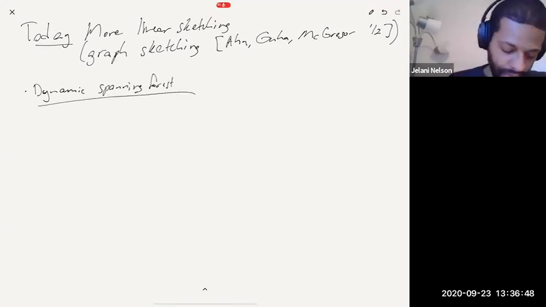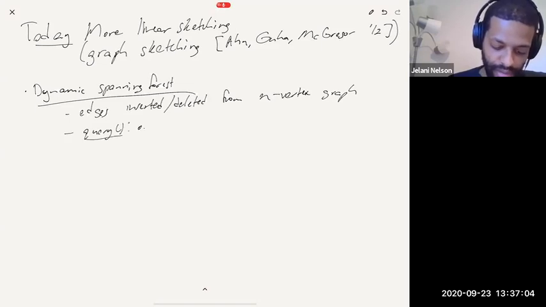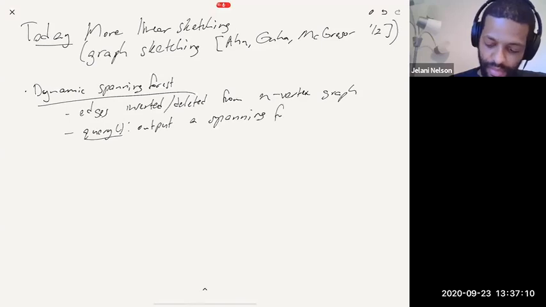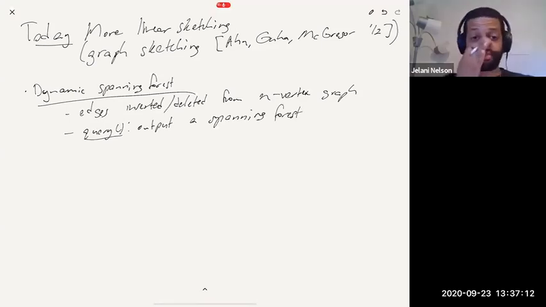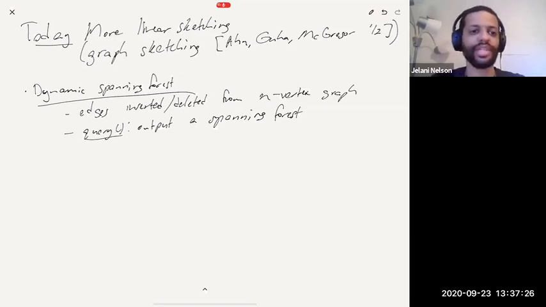So, edges are inserted or deleted from an n vertex graph, and then query: output a spanning forest. Right. Which you can use, of course, to determine connectivity, s-t connectivity. Is there a path from s to t, or to find a path from s to t in an undirected graph? This is all undirected, I should say.